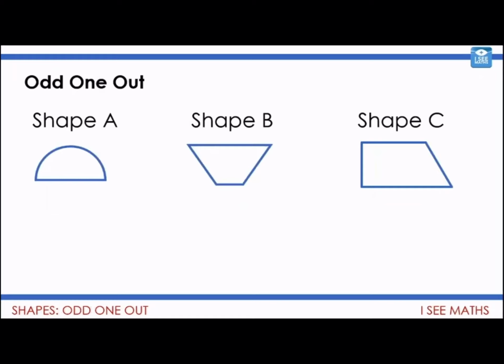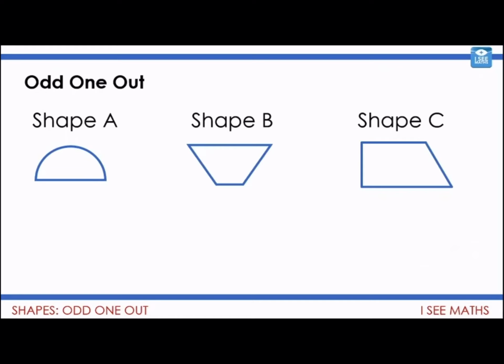Okay, one last example. Shape A, shape B, or shape C. Which one's the odd one out? Can you think of different reasons why each one could be? Pause the video and have a go. Okay, let's have a look.